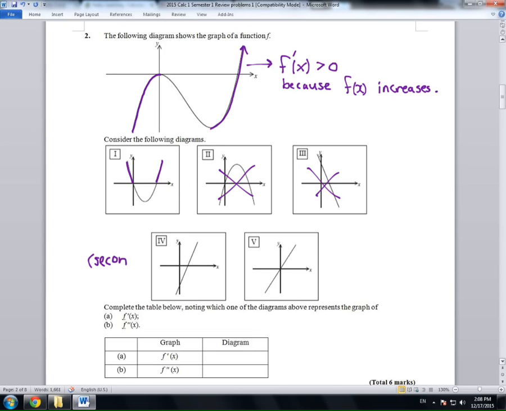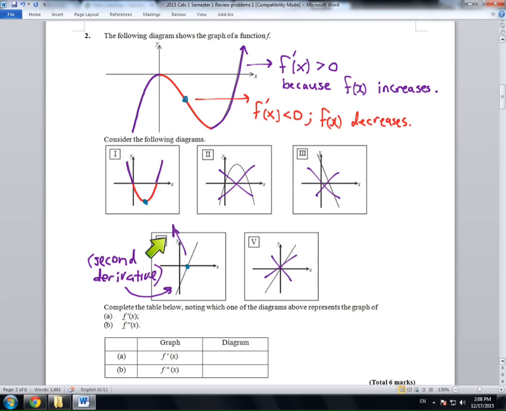I've also seemed to have spotted a second derivative because I can see a couple of things. Number one, when the function is decreasing, my first derivative is negative. Secondly, the steepest part of the decrease corresponds with the zero of the second derivative. In other words, the inflection point exists at the minimum of the derivative. Inflection, minimum of the derivative, zero of the second derivative.